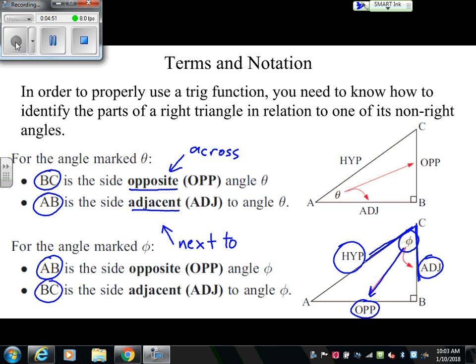So another way to say this, instead of saying the adjacent or opposite side, we could say the adjacent or opposite leg. And as we know, the legs are not the hypotenuse. And that's probably a better way to actually think about this. All right, so now let's actually do an example where we find those parts.